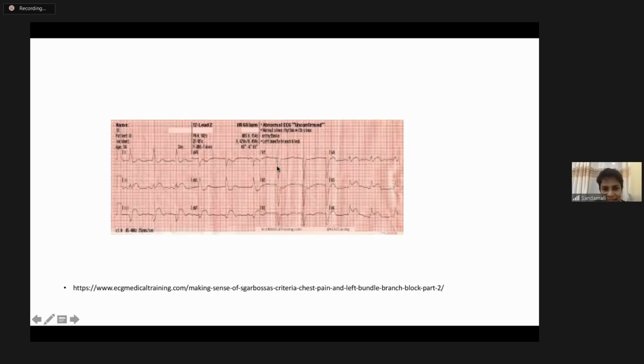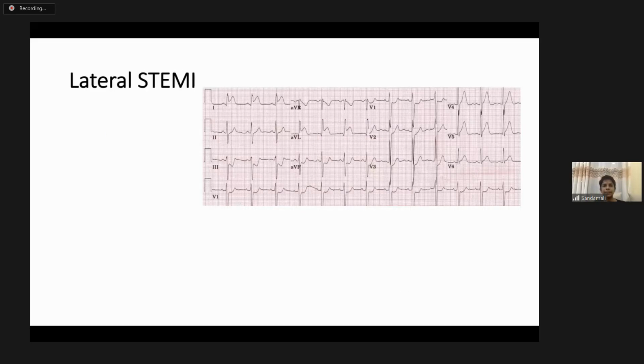You see that in V1 to V3, there are negative QRS complexes, and then there are ST depressions there. And in V4 to V6 with positive QRS complexes, there should usually be ST depressions in LBBB, but you get ST elevation there. And also in 2, 3 and AVF, there is ST elevation. So this is considered to be acute ST elevation MI in LBBB, pre-existing LBBB.